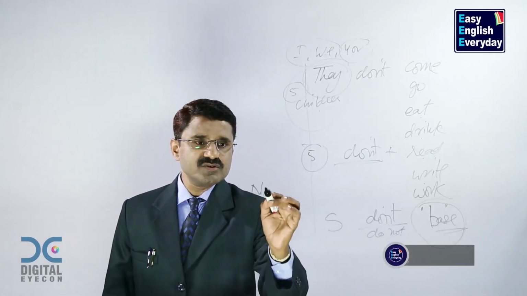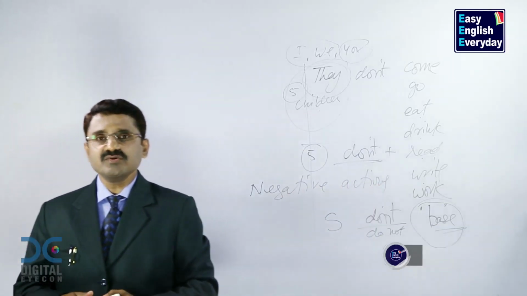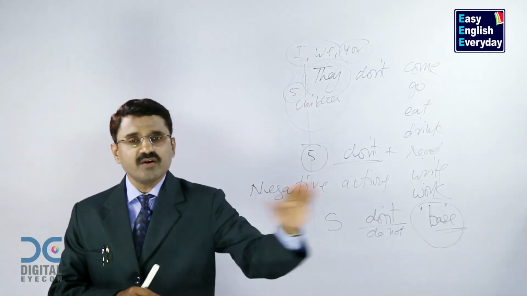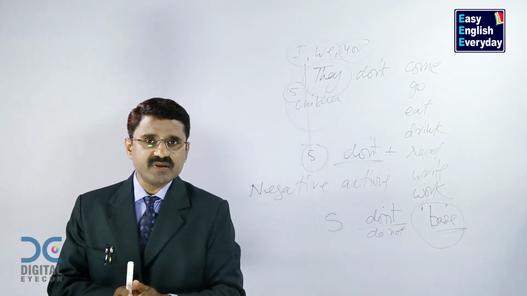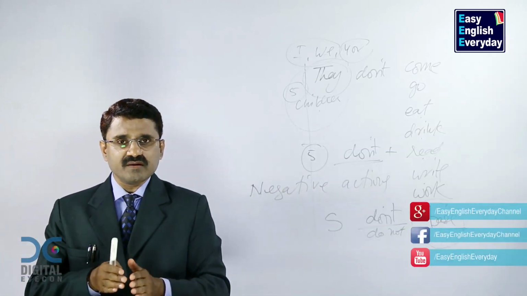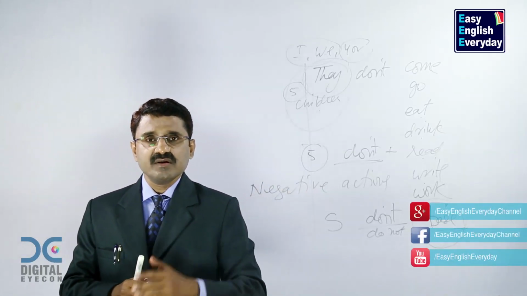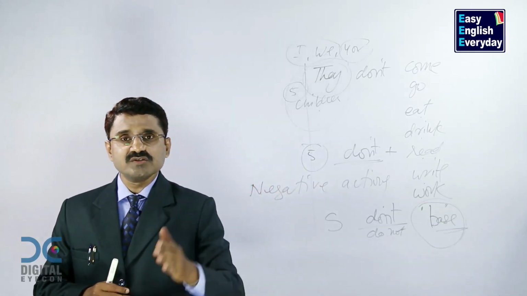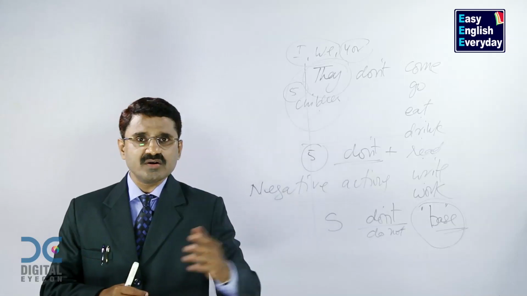When you are talking about negative actions which are not done by these people on a regular basis, not today or tomorrow, not on a temporary basis but a regular basis. For example, she is a vegetarian, they are vegetarians, they don't eat non-vegetarian food, they don't go to holy places, they don't go to libraries, they don't play outdoor games, they don't enjoy action movies, they don't enjoy horror movies.